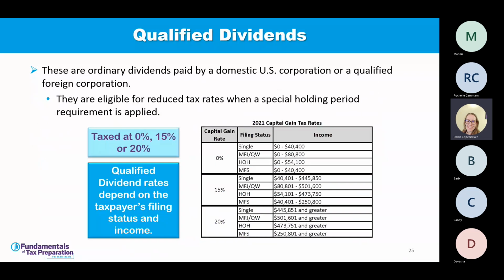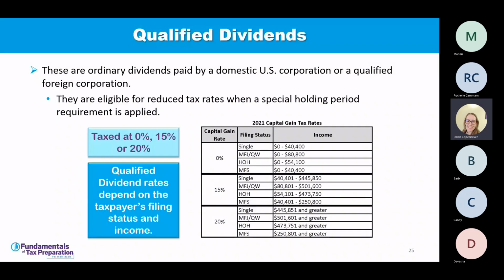What is a qualified dividend? Qualified dividends, it says these are ordinary dividends paid by a domestic U.S. corporation or qualified foreign corporation. Let's see if we can figure out what the difference is on that. I don't have that handy right here. So I think there's certain companies that are qualified. I'm not sure where you get the listing for that, but the dividend statement you get, the 1099 dividend, will tell you. This isn't something you have to determine. It's reported to you and it's reported to the IRS.